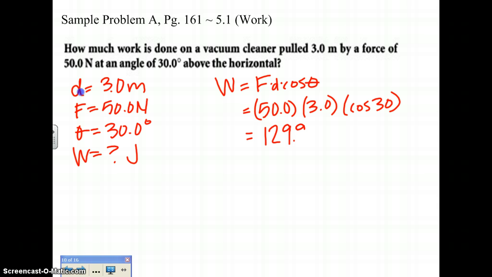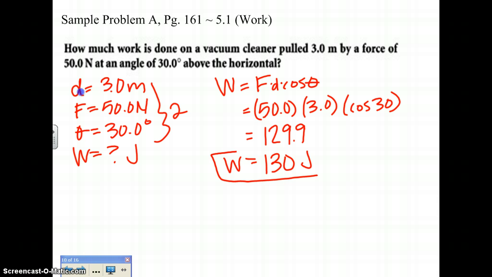Calculator answer should be 129.9. Looking at your number of sig figs here, you only want 2 sig figs, so therefore 130 joules is your final answer. For my kiddos, 1.3 times 10 to the second joules. Okay, look at those scientifically notated answers. And then finally, to wrap it up, look at physicsclassroom.com here and see if you understand what work is. My students will be looking at this further as a demonstration of are you getting this or not on the next day.